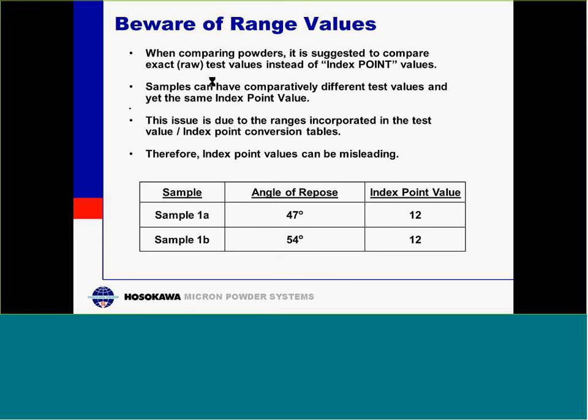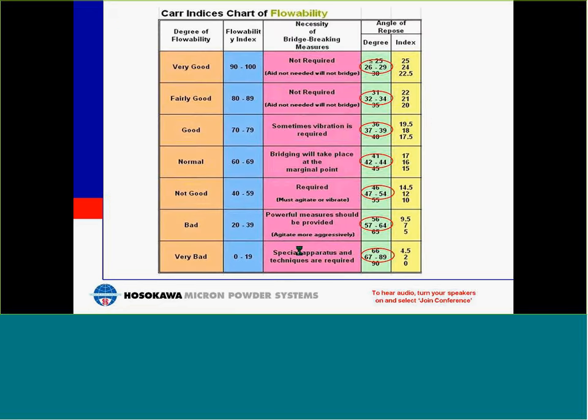Here's the case. Each one of the rows in the Carr charts, be it flowability or floodability, all have a range index point. What you need to concern yourself with is to look at the raw data. If you've tested two different products and you see that you have an index value that is the same, look at the data to be able to differentiate between the powders. Sure, it's the same, but they are not.